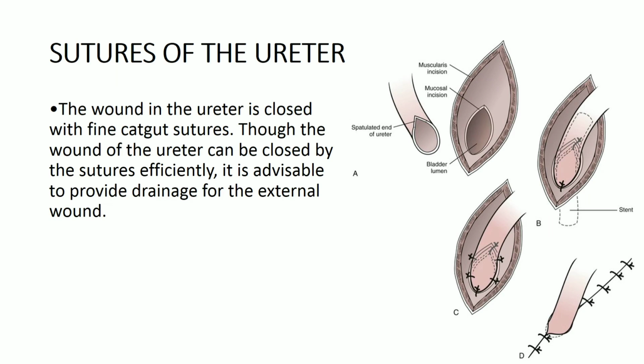Suture of the ureters. The wound in the ureter is closed with fine catgut suture. Though a wound of the ureter can be closed by suture efficiently, it is advisable to provide drainage for the external.